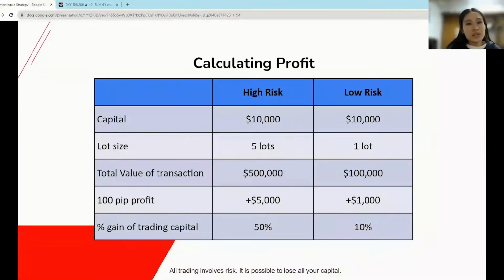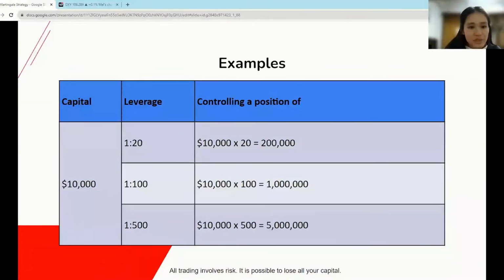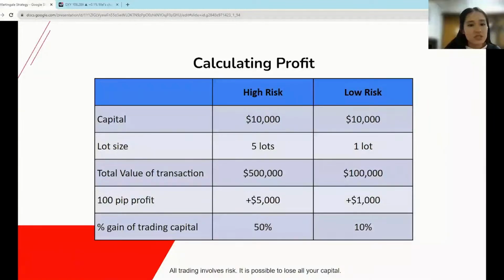So, depending on your risk appetite, if we're looking at high risk, your lot size would maybe be 5 lots. So your total value of transaction would be 500,000. Okay, 10,000 times 500, 500,000, and then if you make a 100 pip profit, it'll be plus $5,000. So you gain 50% of your trading capital because you can see your initial capital is 10,000. So now I have made a 100 pip profit, giving me an additional $5,000.